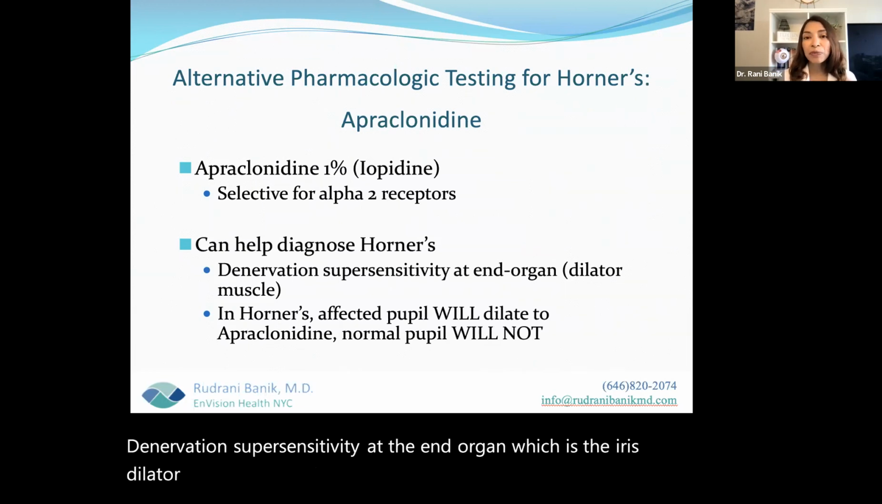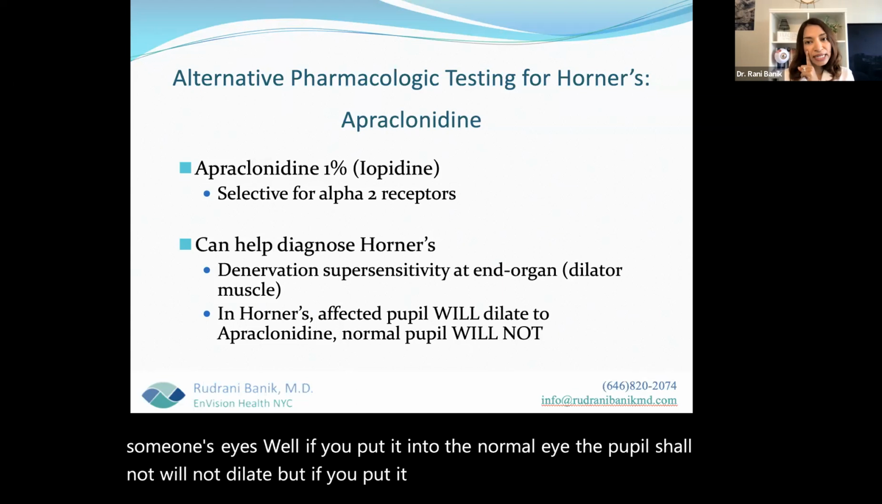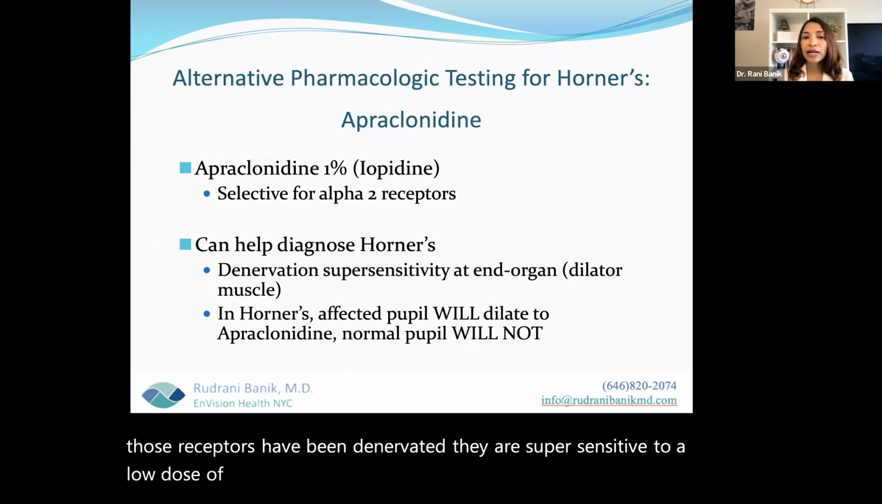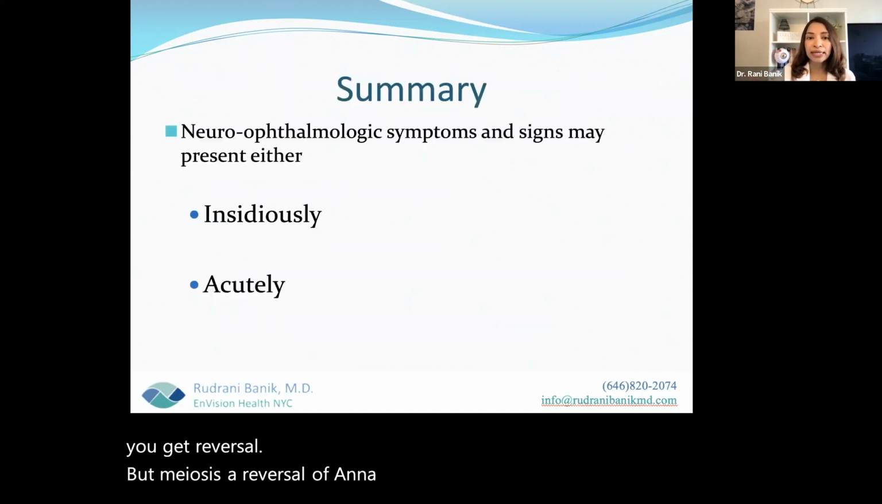So what happens when you put apraclonidine in someone's eyes? Well, if you put it into the normal eye, the pupil will not dilate. But if you put it into the affected eye, because those receptors have been denervated, they are supersensitive to a low dose of an alpha-2 agonist. So basically that pupil will dilate. So you get reversal of the miosis, so reversal of anisocoria with apraclonidine.